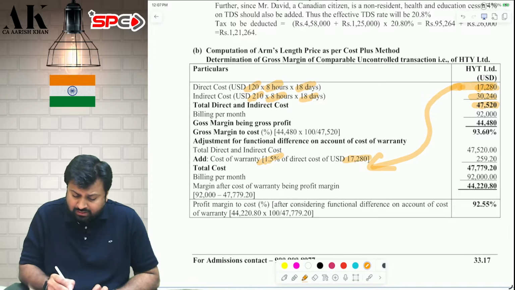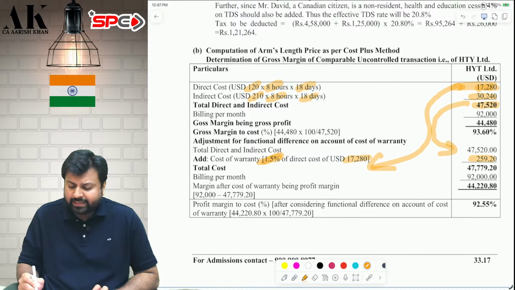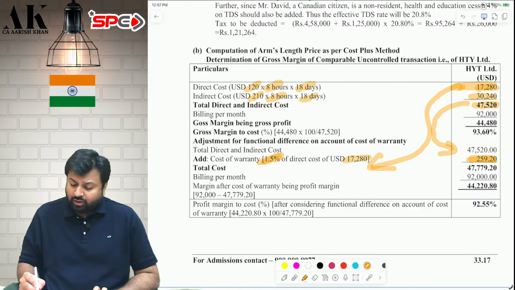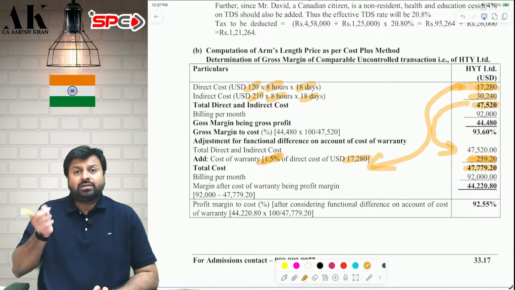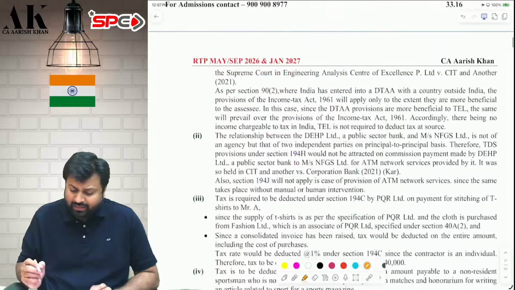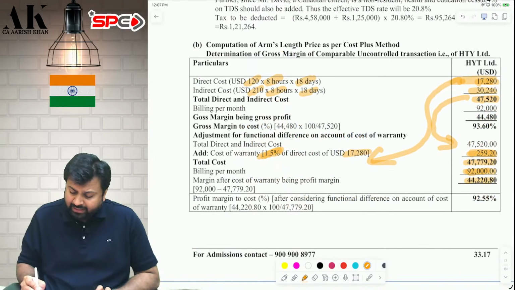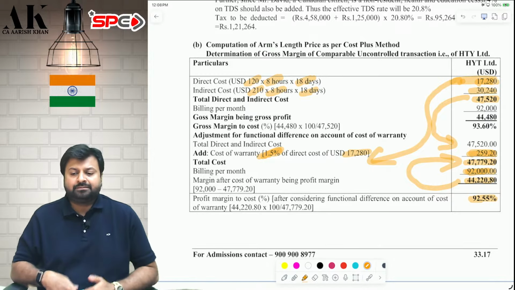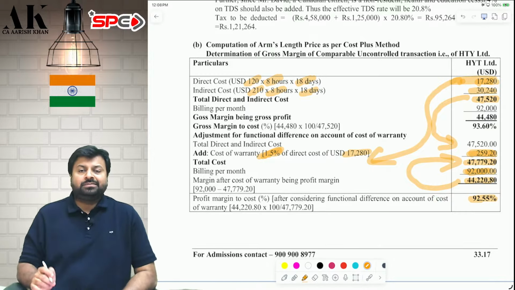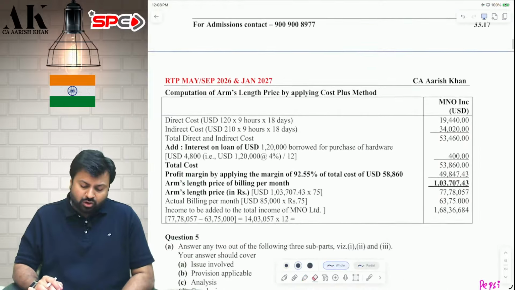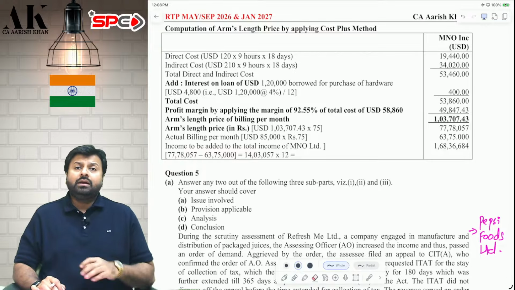That is the total direct cost. Of that 1.5%, that also we have to add back. So 47,520 is my direct and indirect cost, and 259 is my warranty cost. This is my total cost for the third party, and my billing amount for the third party is $92,000, as you can see over here. Therefore, the differential amount will be my profit. This is my profit. This is my cost. Therefore, my margin is 92.55%. So this is my arm's length margin. Now I have to apply this arm's length margin on my cost. What is my cost when I provide services to whom? MNO INC.